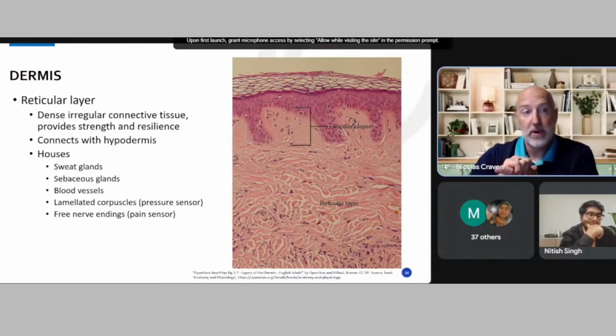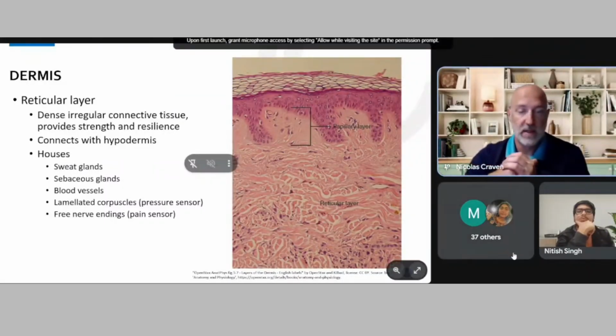The reticular layer also connects with the hypodermis, and you will find in this area the sweat glands, the sebaceous glands, and more blood vessels. You'll find lamellated corpuscles, which are another pressure sensor. And then there are nerve endings that help with sensing pain.